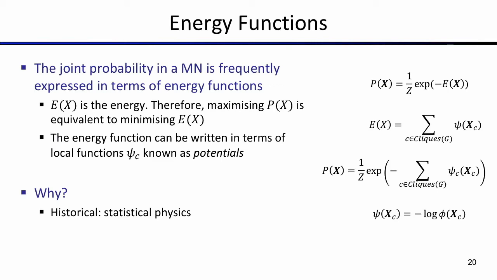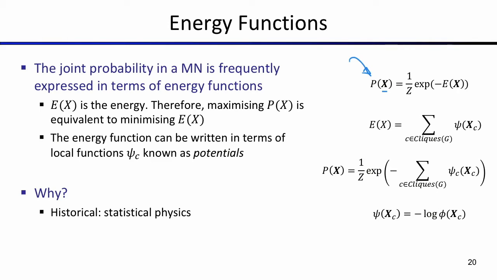So welcome back. This is our third video about Markov networks, and I'm going to talk about energy functions. It's very common that we express the joint probability of a Markov network in terms of energy functions. The idea is the following. We're going to say that the joint probability of the x variables, where x is a set of variables that we have in the Markov network, is going to be 1 over Z, where Z is the partition function, times the exponential of minus the energy function that is defined over the variables of x.